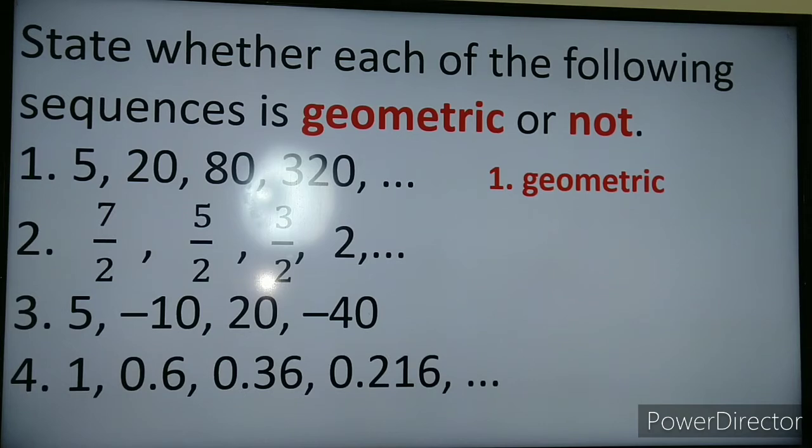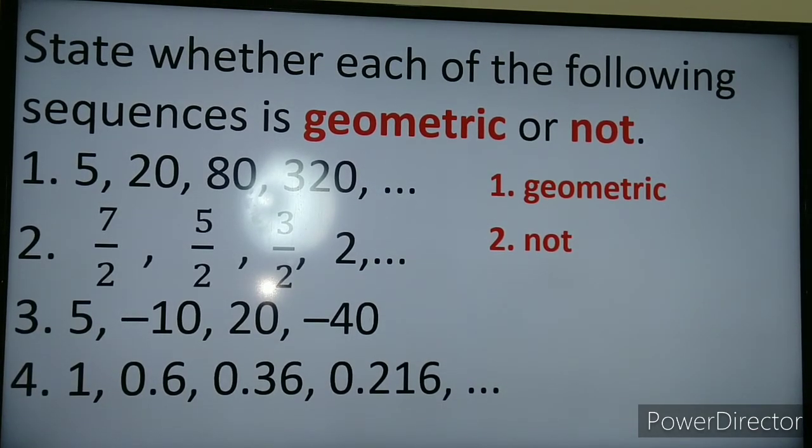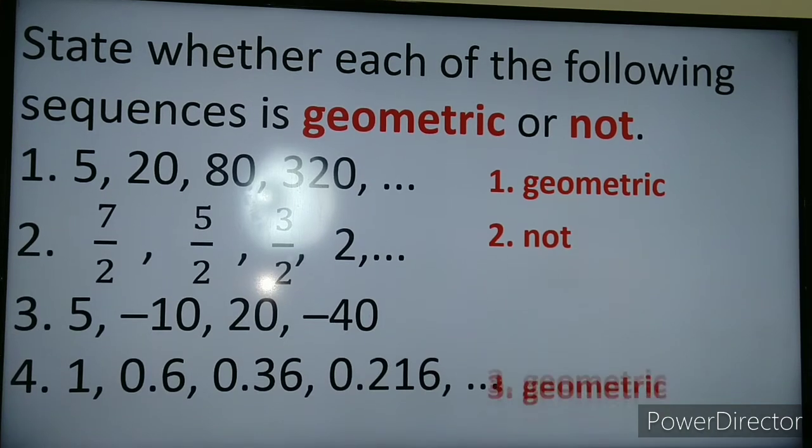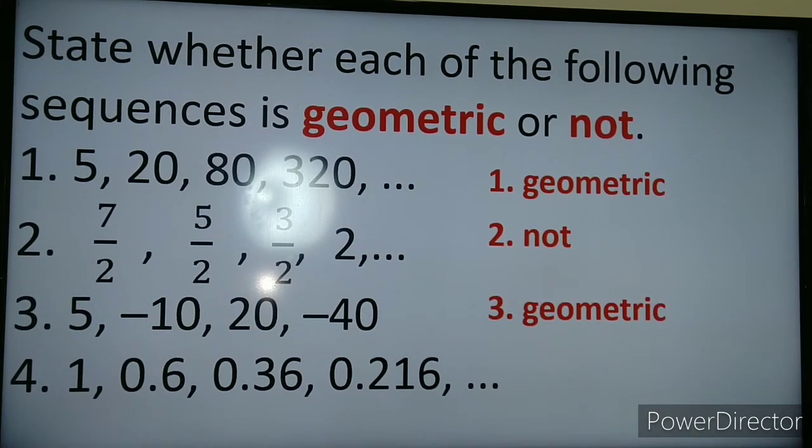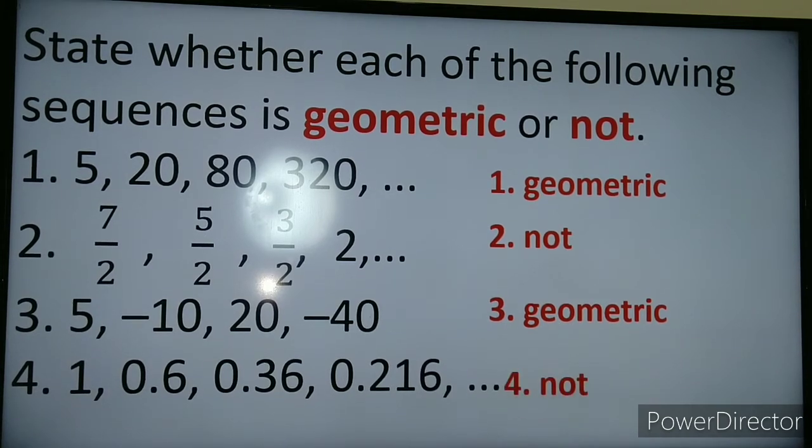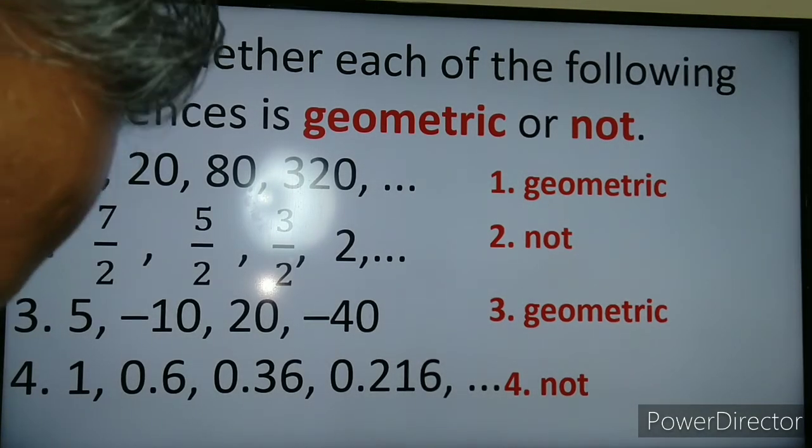How about number 2? Geometric or not? What is your answer, guys? Of course not, because there is no common ratio. We will divide each term to the previous term, so you will get different answers. Number 3, geometric, correct. And number 4, the answer is not. As you will see, even in the answers, there's a pattern. Geometric, not. Geometric, not. Okay, so let's continue.